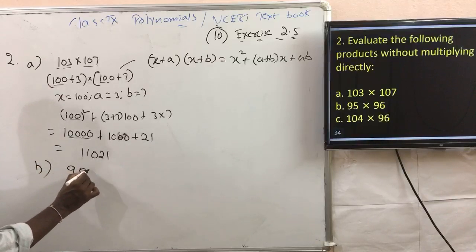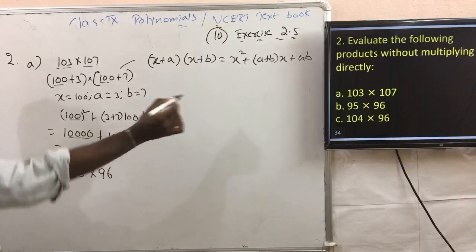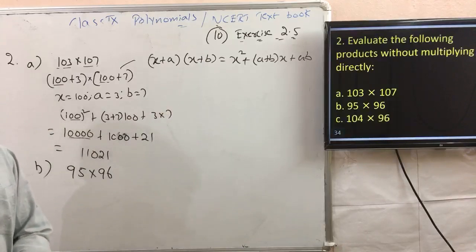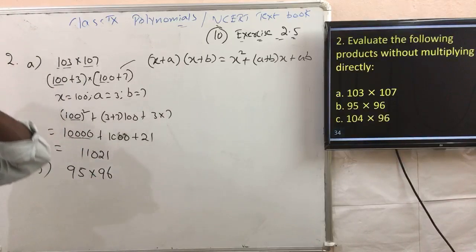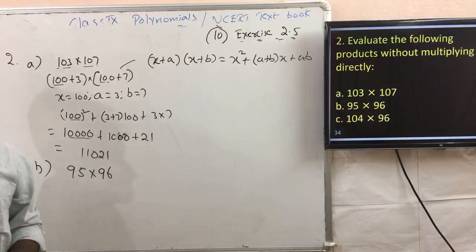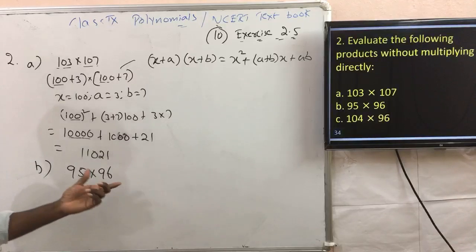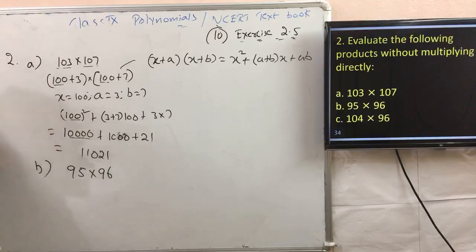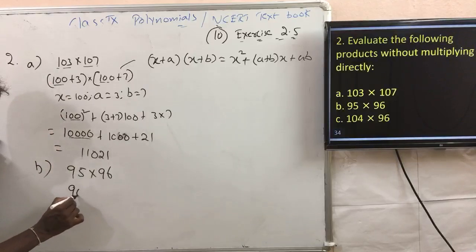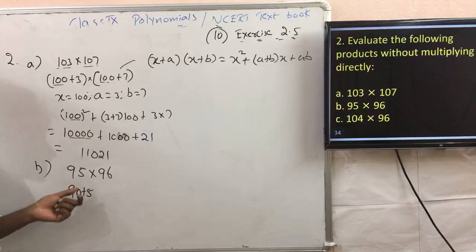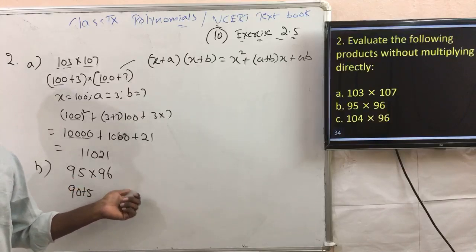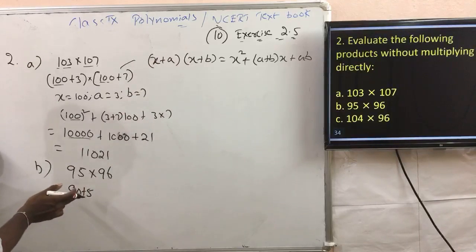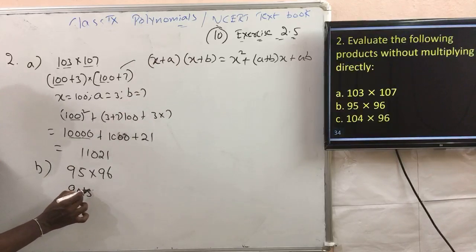95 into 96. Can anyone say how to write this? 95 into 96. See, in two ways, because 100 square is very easy, even though 90 square is also very easy. I can write 95 as 90 plus 5. You can also write 100 minus 5 into 100 minus 4. You can use the same formula. Now I am using 90 plus 5 because it is the nearest term.